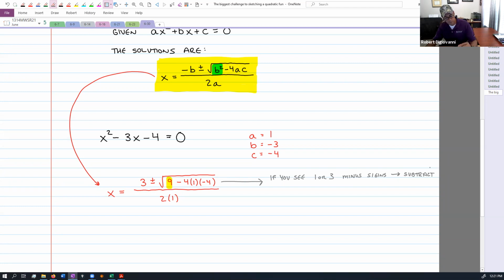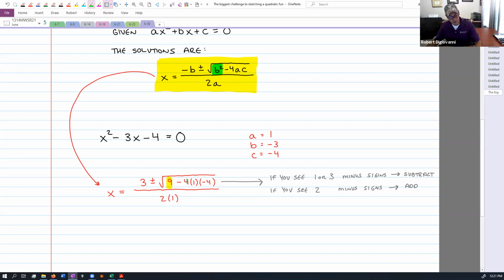If you see two minus signs, you're going to add. So if you see an odd number of minus signs, 1 or 3, you're going to subtract. If you see an even number, like 2 of them, then you're going to add. Now, let me explain what I mean.